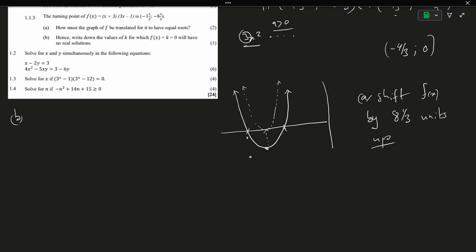When we take the graph upwards, let's say like this, and it doesn't touch anything, if the graph was to be taken upwards further, there would be no roots at all, right? Because here we had two unequal roots, and here we had just one, which means we had two equal roots. And then the more we take the graph up, we see that it no longer has any roots. So that's what we mean to have no real solutions.